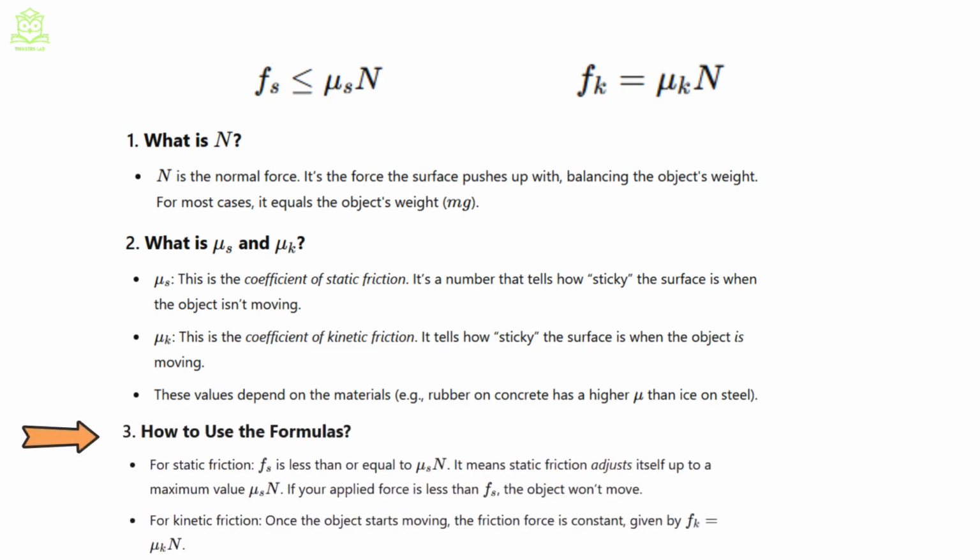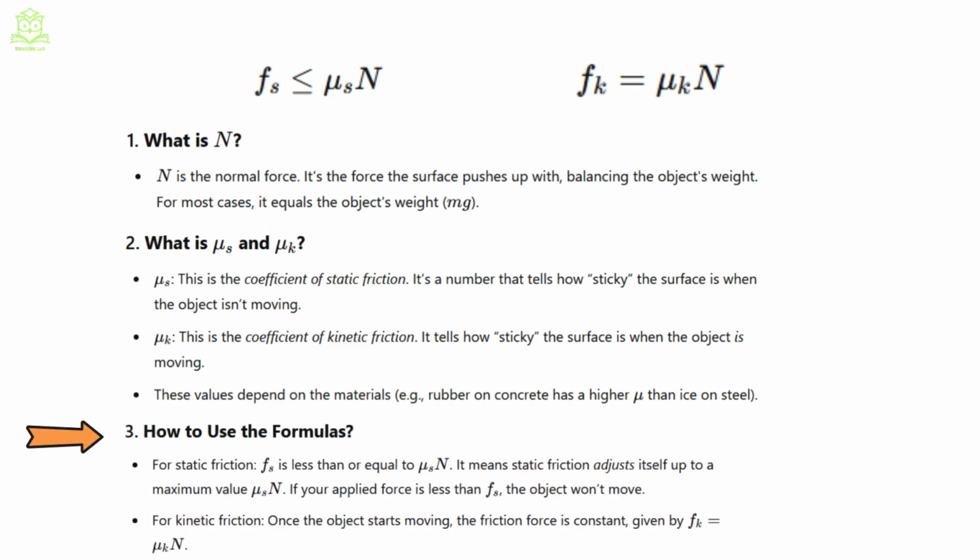Step 3. How to use the formulas. For static friction, the static friction adjusts itself to prevent motion until a maximum value is reached. This maximum is equal to μs times the normal force. If the applied force is less than the maximum static friction, the object won't move. For kinetic friction, once the object starts moving, the friction force becomes constant. This value is equal to μk times the normal force.